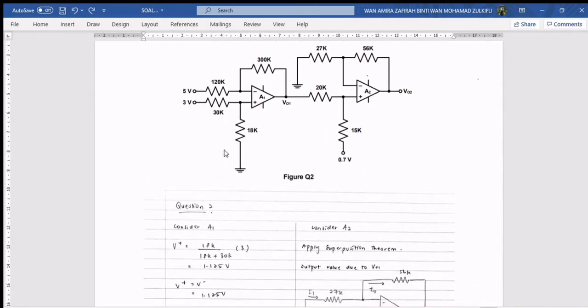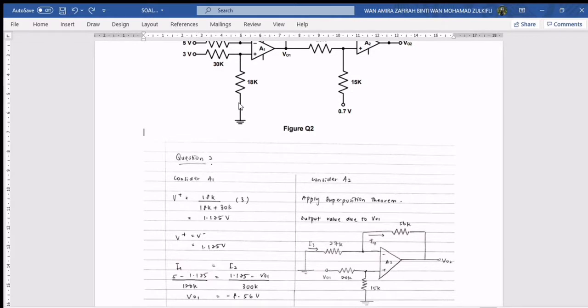First thing that we need to do is to find the value of V plus. By looking at the circuit, we can apply VDR to find the value of V plus. Applying the VDR, 18K over 18K plus 30K times 3 volt, we get the value of V plus is 1.125 volt. So the value of V plus and V minus is the same, which is 1.125 volt.